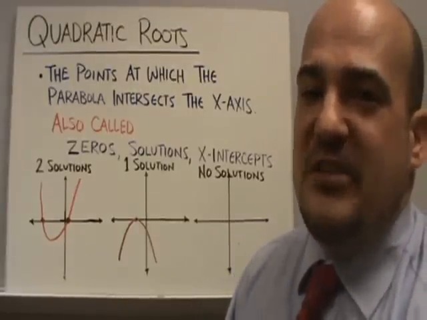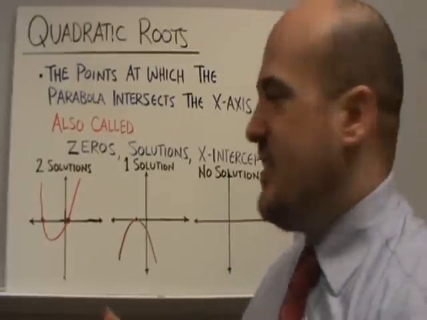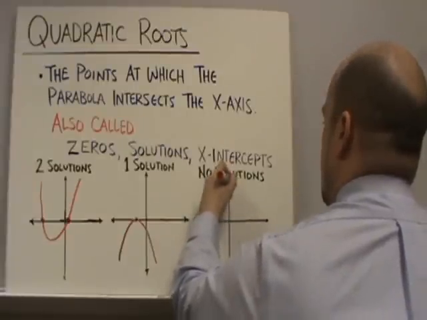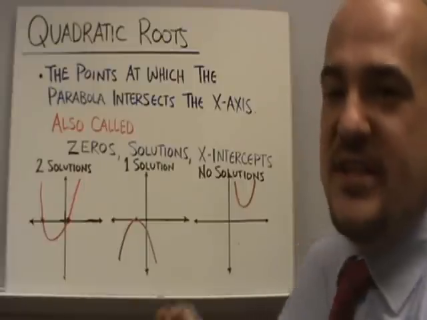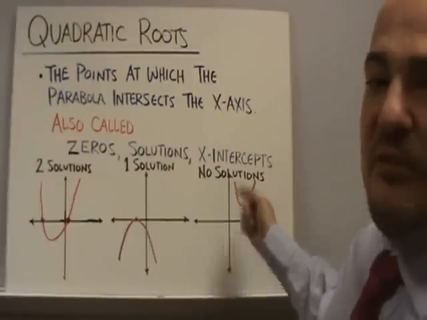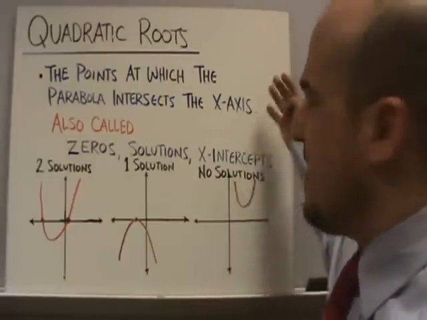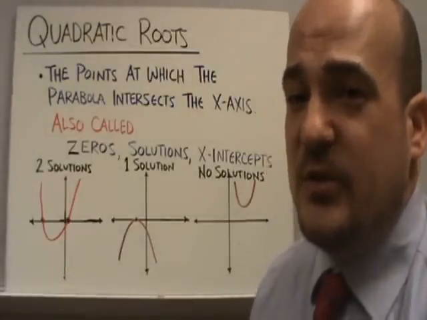And then finally, you could have a situation where the parabola does not cross the x-axis at all. It's just out there in space. It could look something like this. Of course, in this third situation, that parabola never crossed the x-axis, and it's never going to cross the x-axis. It's just out there. In this case, you would have no solutions or no quadratic roots.